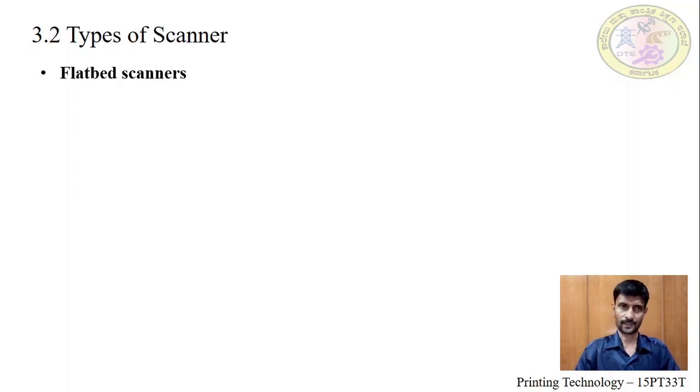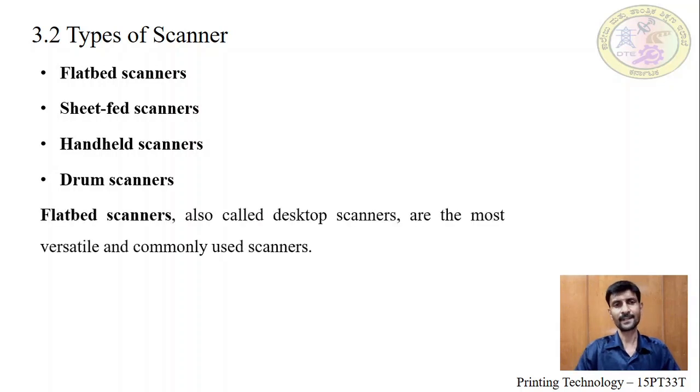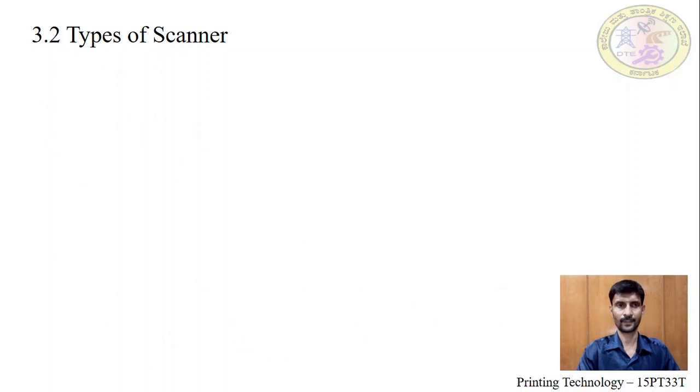Different types of scanners. One is the flatbed scanner, as we have already mentioned. The second is sheet-fed scanners, then handheld scanners and drum scanners. The flatbed scanner, also called a desktop scanner, is the most versatile and commonly used scanner at present. The sheet-fed scanners are similar to the flatbed scanner, except the document is moved and the scanner head is immovable, it is fixed. A sheet-fed scanner looks a lot like a small portable printer.